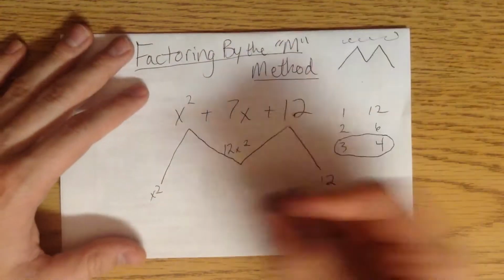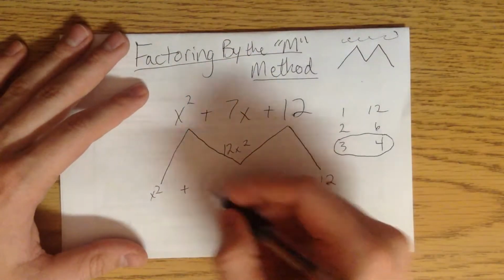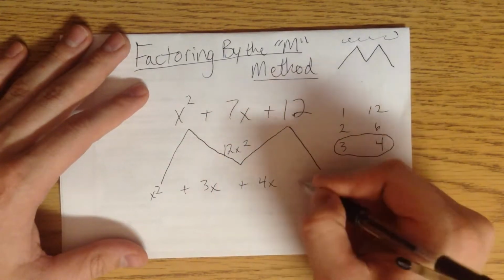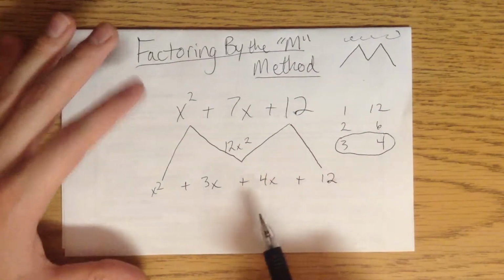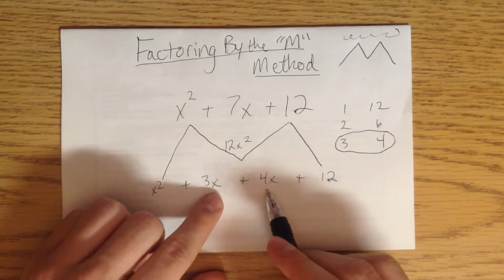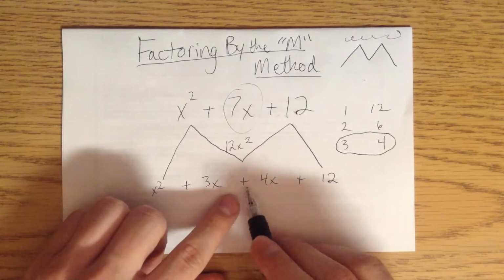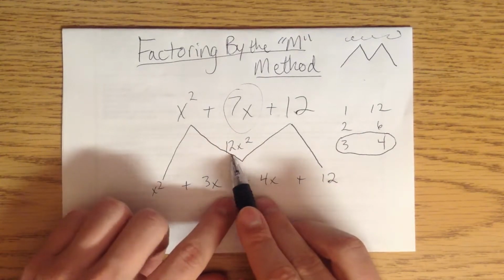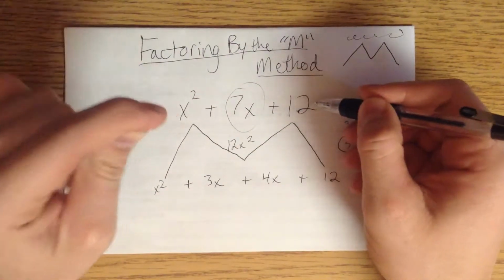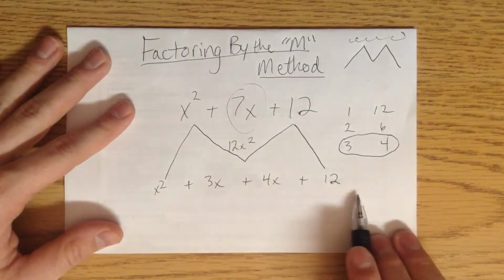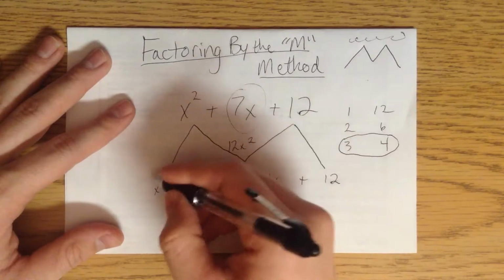So I'm going to fill this in. x squared plus 3x plus 4x plus 12. Alright, so these added together get your 7x, and these multiplied together give you your 12x squared, which is found from multiplying your first and last terms in your trinomial. Okay, so now we have 4 terms here. We could go ahead and factor by grouping.